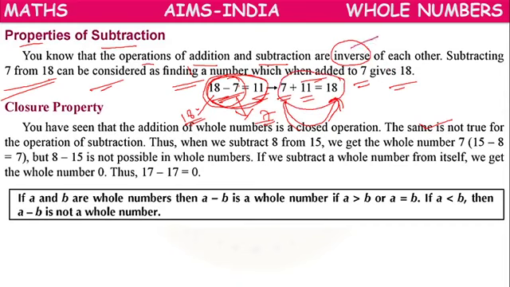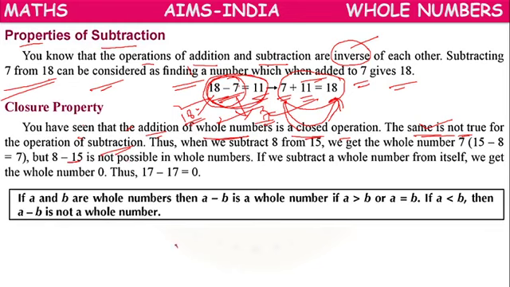In our previous class, we have learned that whole numbers are closed under addition. That we have learned already. But the same is not true for the operation of subtraction.